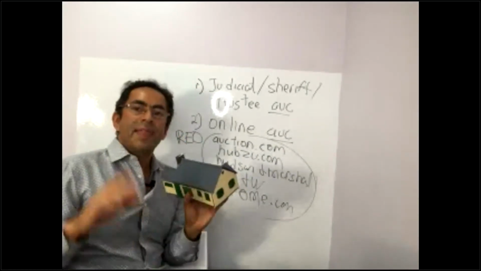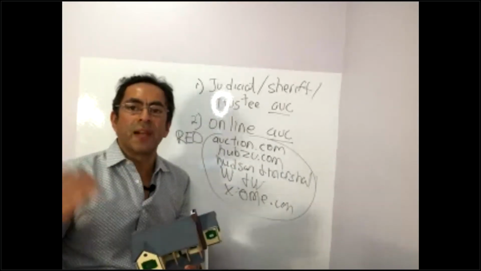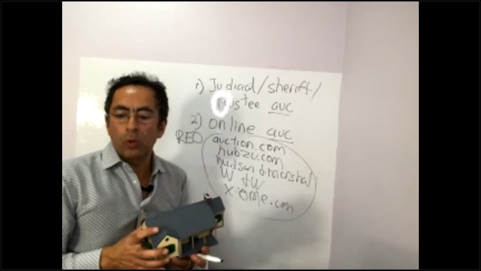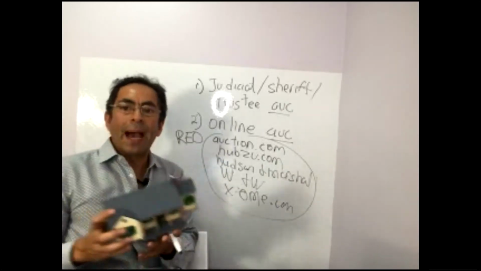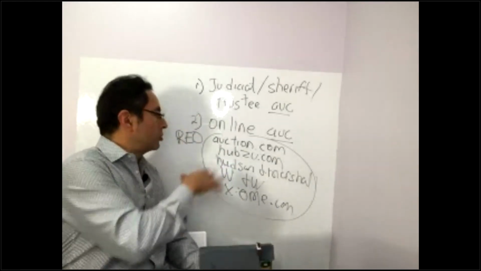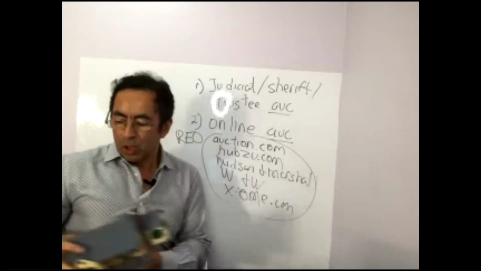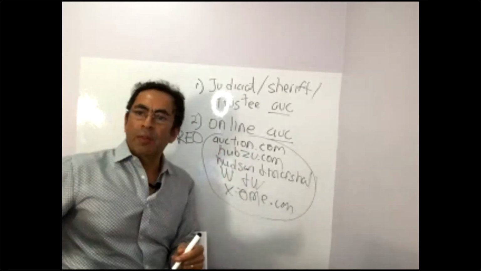Well, guess what? The bank is not in the business of real estate. The bank is in the business of lending. So the bank is going to dispose of the property. So what are they going to do? The bank is going to send the property to the auctioning platforms. Auction.com, Hubzu, these are the major websites. So at this point, you can bid on the same property.